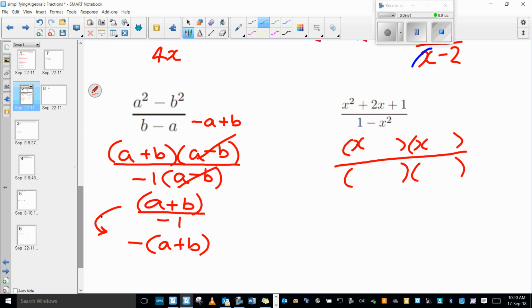2 numbers that multiply to give +1 and add to give 2. What do they give me? 1. Funny, as soon as you bring one into the mix, people start getting that one multiplied by 1 is 1. This is another what, Eve? Difference of 2 squared. Nice. So what am I going to have in my brackets? 1 minus that.